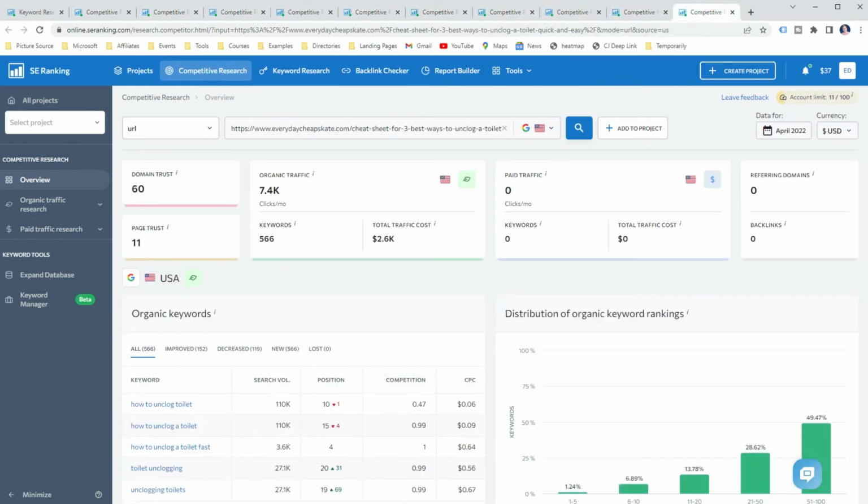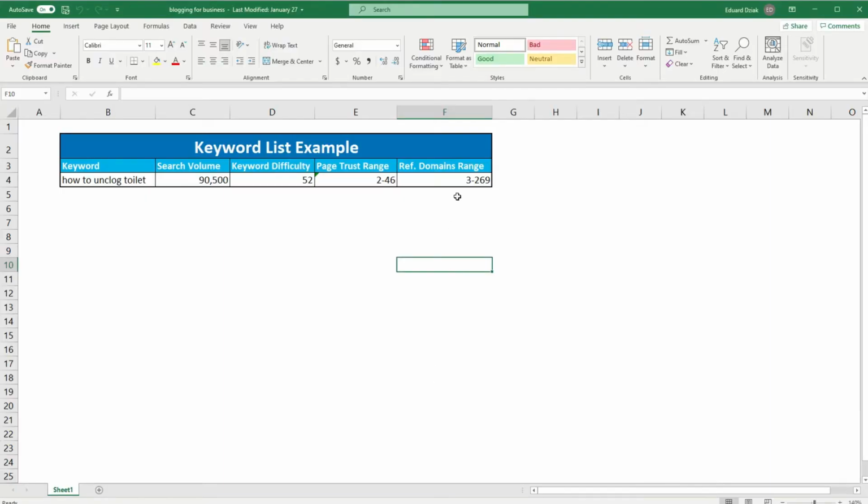And then I take the lowest and highest number of page trust and referring domains from the ranking pages and include it next to my keyword to create a range I should aim for to rank this keyword in the top 10 search results. And if I want to really push hard, but still stay safe from any Google penalty, I build around 10% more referring domains than the page with the highest number of referring domains. So, these are some of my best practices for off-page SEO when you are preparing your strategy for blogging for business. So now, let's move to the next step.